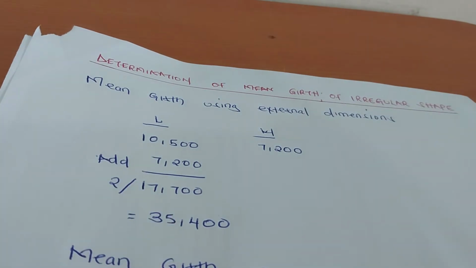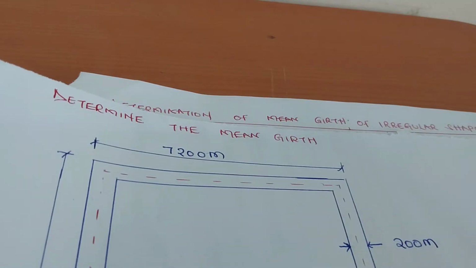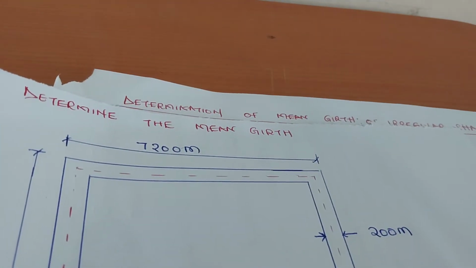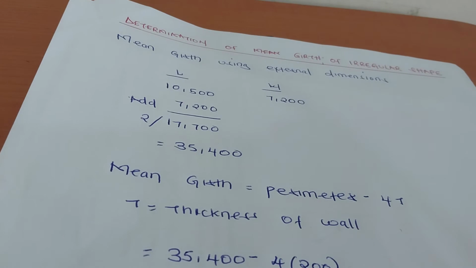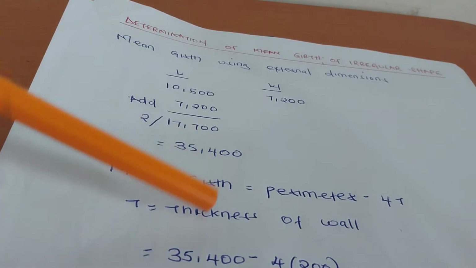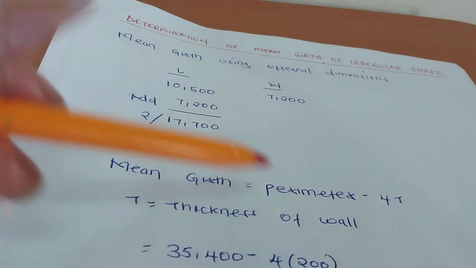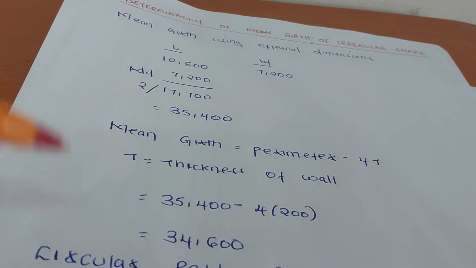Now when we are finding the mean girth, we are using external dimensions. That will be the perimeter minus 4 times the thickness of the wall. In our case, we are given the thickness of the wall to be 200. So it is 4 times 200. We have the perimeter, which is 35,400, and then we subtract 4,800, which gives us 34,600. Now that is the part that is rectangular.